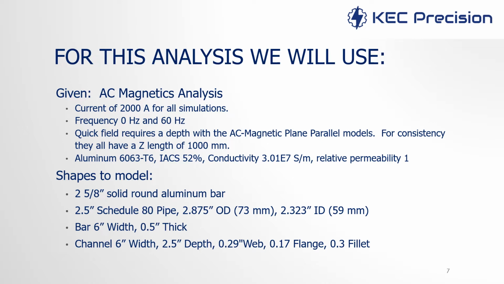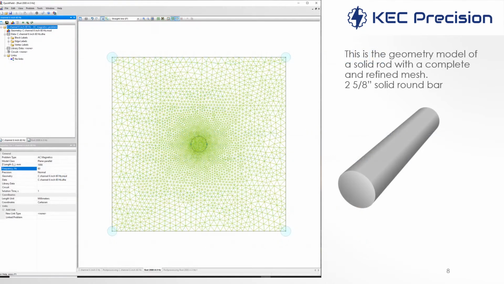And these are the shapes that we're going to model: the 2 5/8 round aluminum bar and a 2.5-inch Schedule 80 pipe have very similar outer diameters, but not exactly the same. This is the geometry model of a round bar. On the next slide, we're going to show how the model was created.